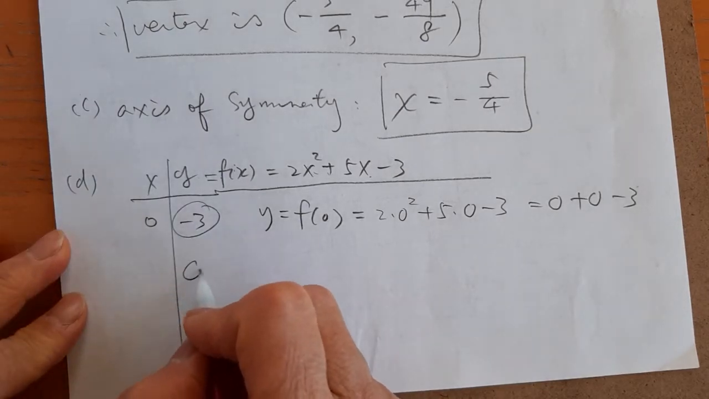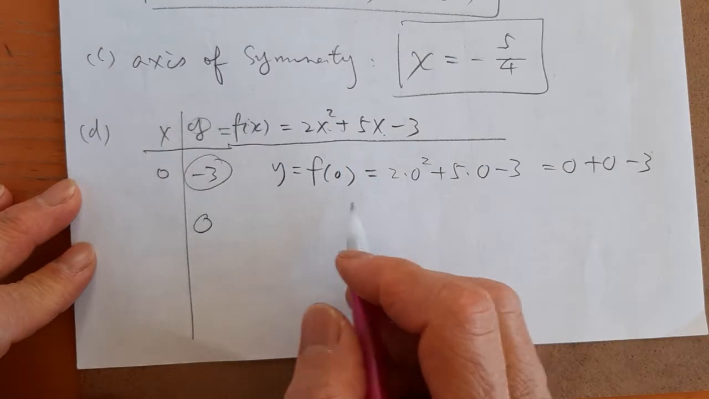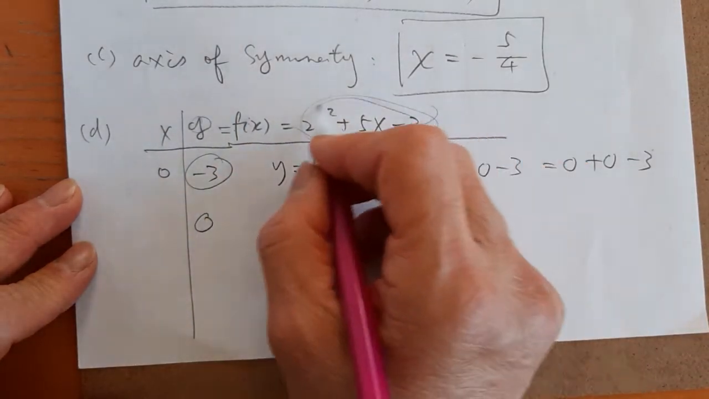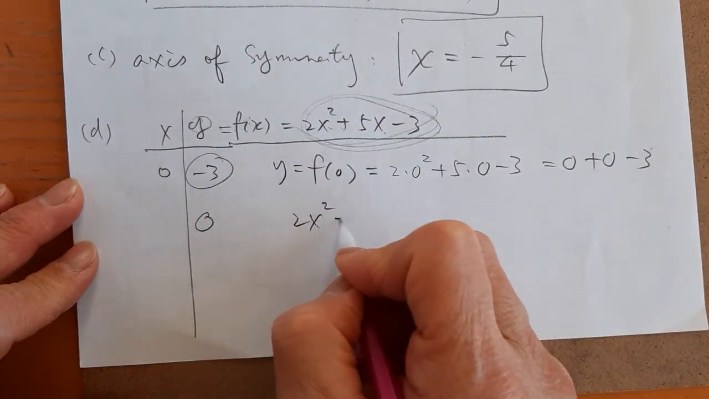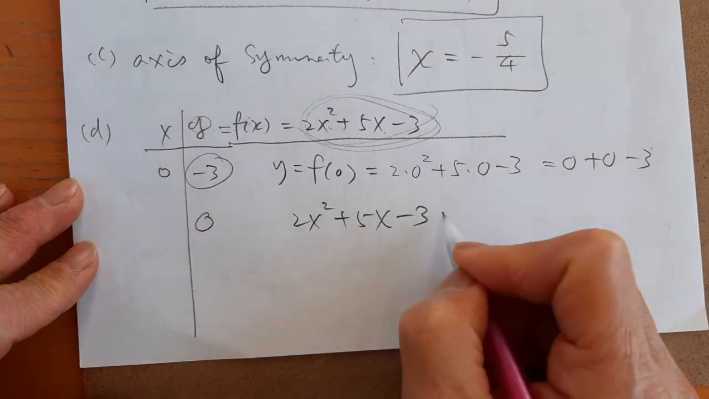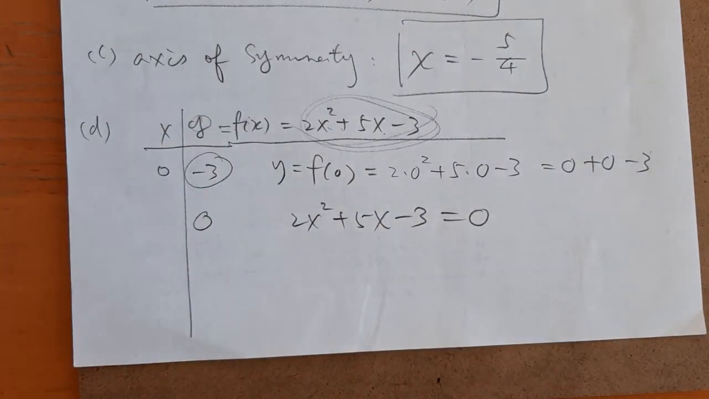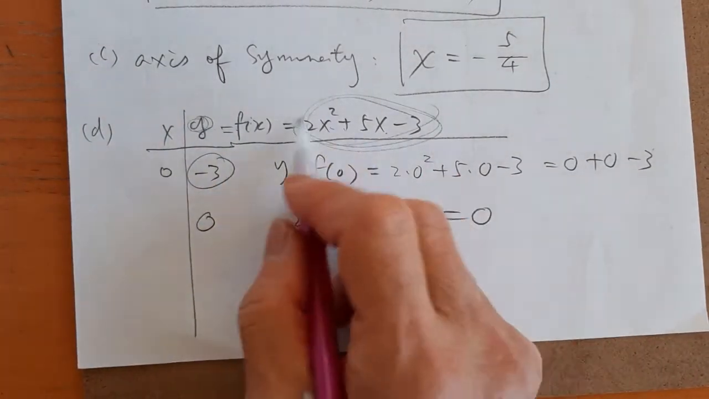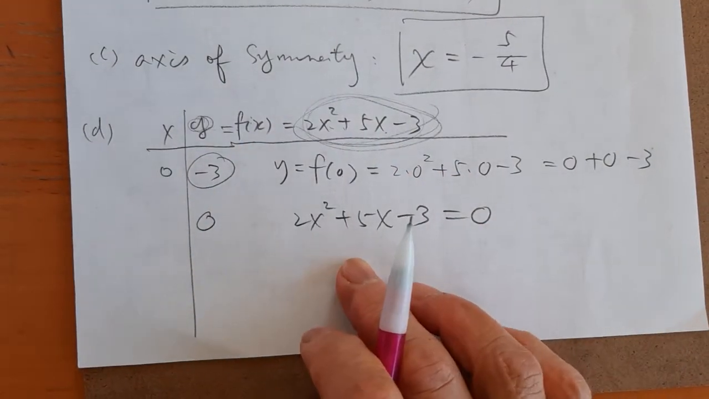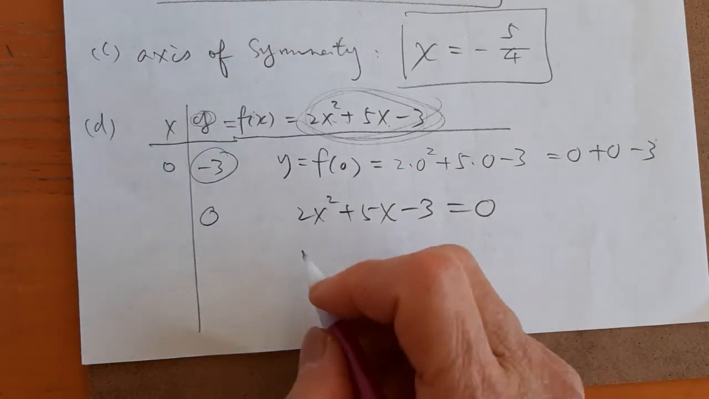And what is the x-intercept? For the x-intercept, you let y equal 0 and solve for x. So 2x squared plus 5x minus 3 equals 0. Y is 0, so 0 equals this side. So you get this quadratic equation, and factor it.